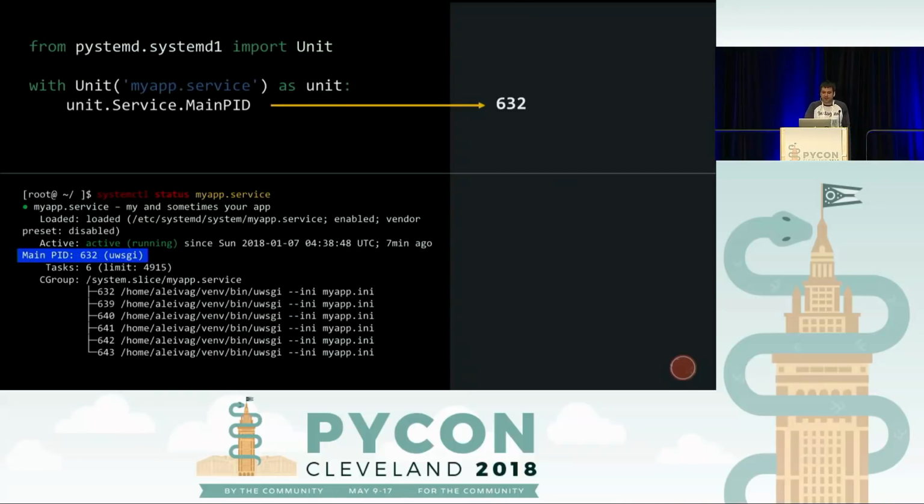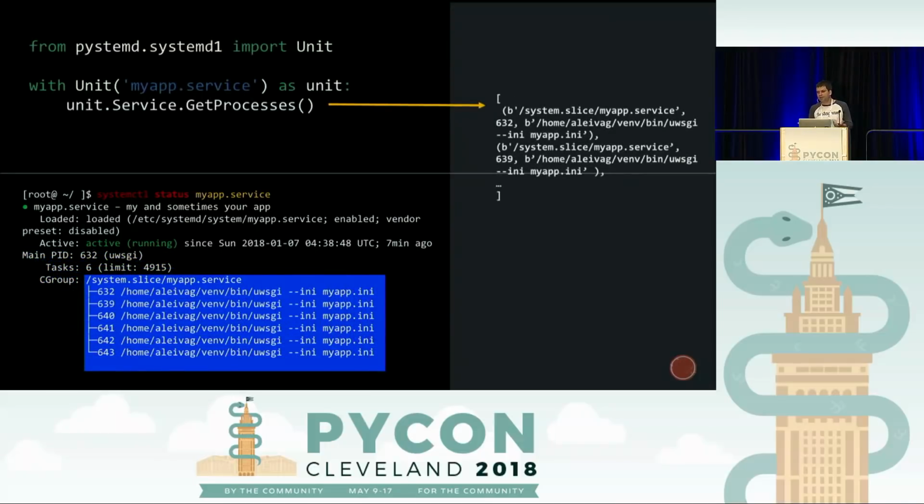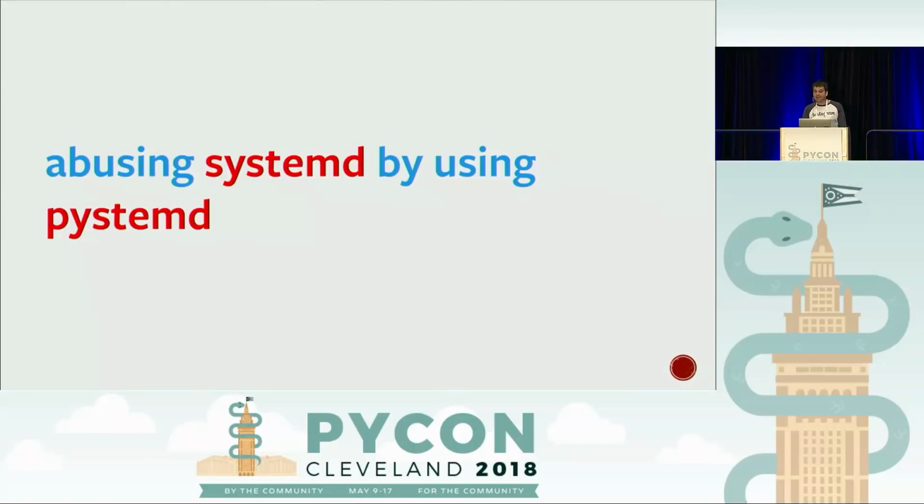For instance, you can get the main PID. And since this is not executing a shell and then parsing the text to give you something, that main PID is an integer. Because we talk over D-Bus, and D-Bus knows about types, you get it, it's cool. And if you want to get the list of processes, you can get it. And that concludes the first part of the presentation. I'm going to move to a demo.